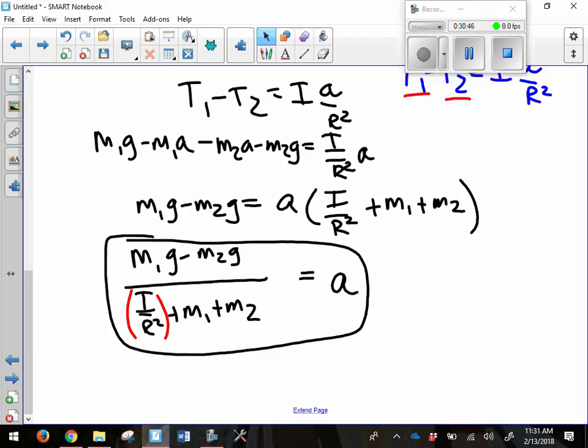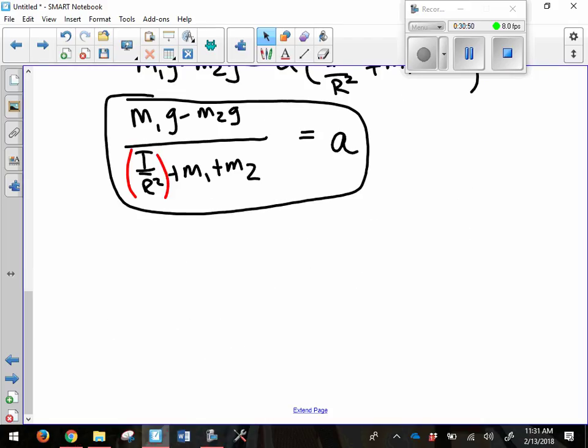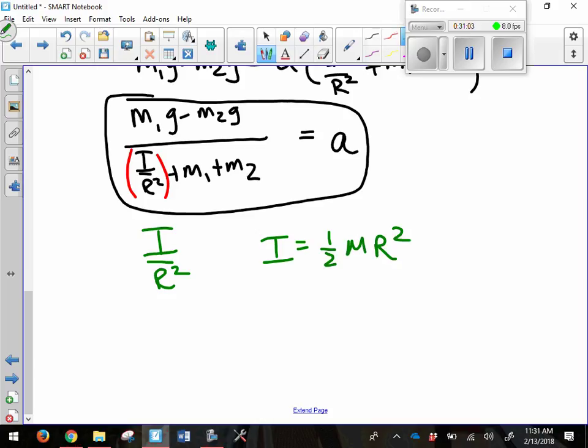I want to make one more point and then I'm going to let you go because I'm not going to start the next thing if we don't have class tomorrow. I wrote this as I over R squared because, for instance, the rotational inertia for a disk is 1/2 mr squared. And then those R squareds would cancel and then we just have something up here that would be like 1/2 m. Okay?